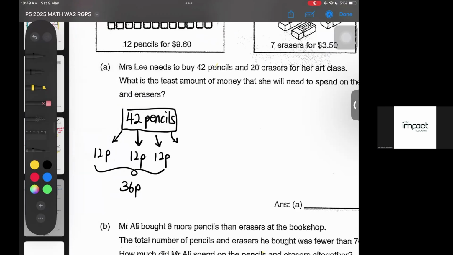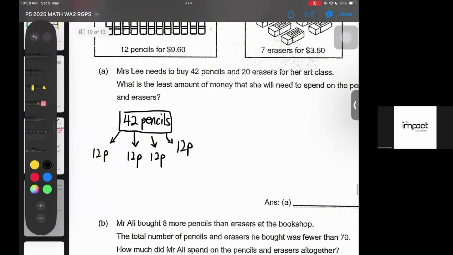Unfortunately, you have to buy one extra box. You understand what I'm trying to say or not? Then you have extra pencils. That is what we call the excess. Excess means extra, not shortage. This is not shortage. Mrs. Lee is like, I got so many extra. Okay, what is the least amount?